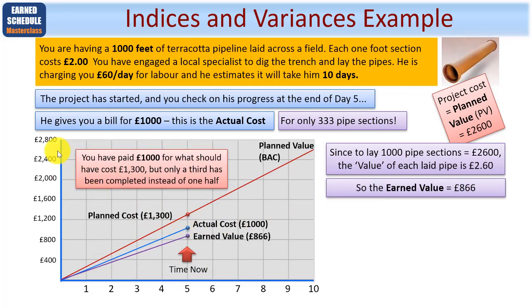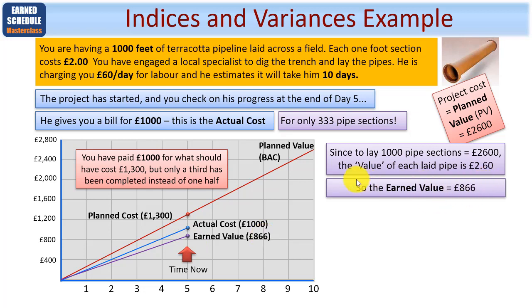Here's what it looks like on a graph. You have paid £1,000 for what should have cost £1,300, but only a third has been completed instead of 1/2. Here you are today. Here's your planned cost, your PV if you will, showing to the end of day 10. Here's what the actual cost is. He's given you a bill for £1,000, and the earned value, which you've just worked out, is £866.